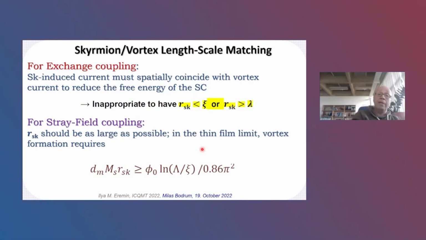So if you now summarize what you want to have: for the exchange coupling, the one proposed by Radner and collaborators, they argued that the skyrmion-induced current must spatially coincide with the vortex current to reduce the total free energy of the superconductor, and they put a condition for when it can happen. Whereas for the stray field, we also formulated the condition under which the skyrmion-vortex pairs will be stable.